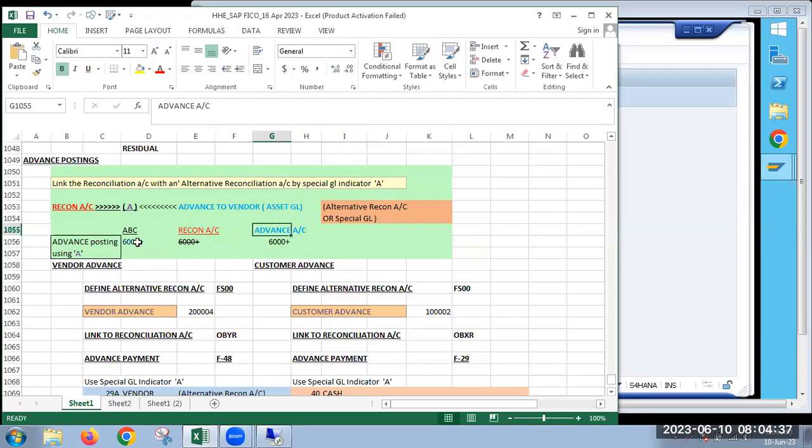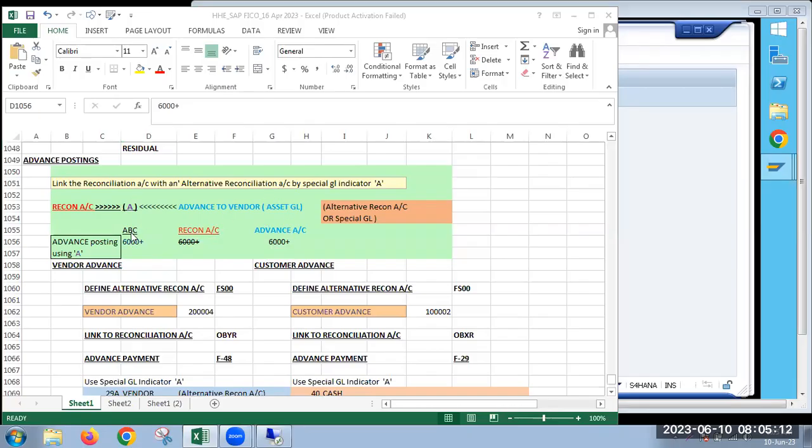So if it is an advance posting, the amount will be updated at the asset side of our balance sheet, rather than the liability side. So we can treat the advance as an asset. Here we use the concept of the special GL indicator or special GL transaction. We diverted the balance from the regular account to an alternative account.